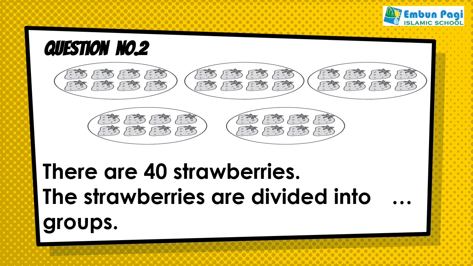Question number 2. There are 40 strawberries. The strawberries are divided into how many groups? For this question, you can see that the strawberries are already in groups, so you just have to count the groups. Count with me. 1, 2, 3, 4, 5. Yep. So we got 5 groups of strawberries.